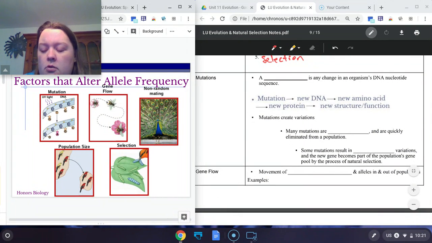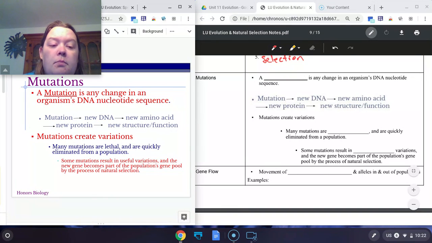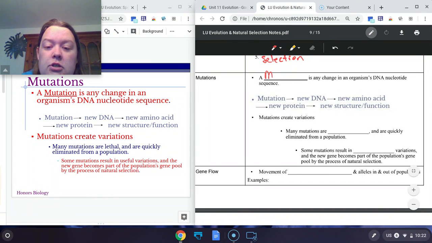The first one that contributes to evolution of a population is mutations, and mutations are changes in an organism's DNA. If there is a mutation, it's going to lead to a new DNA sequence, which could lead to a new amino acid, a new protein, and then possibly a new structure and function. Now, mutations can vary. Some mutations are lethal, meaning that they're deadly. Some mutations will lead to death very quickly.